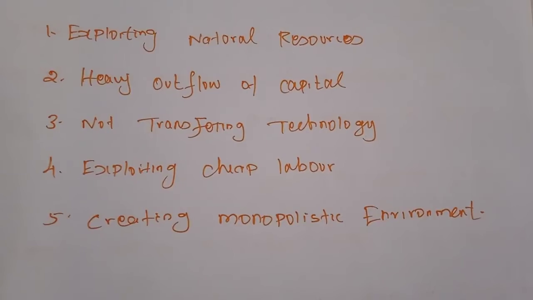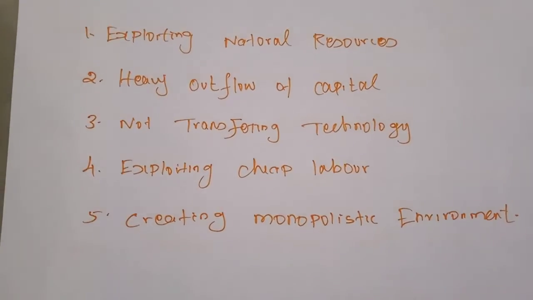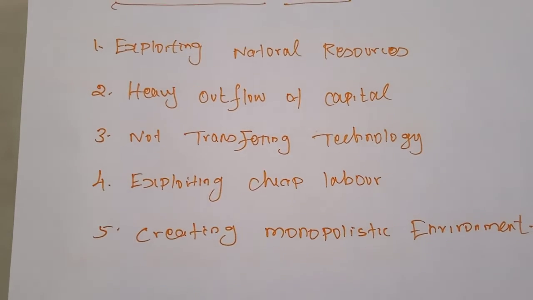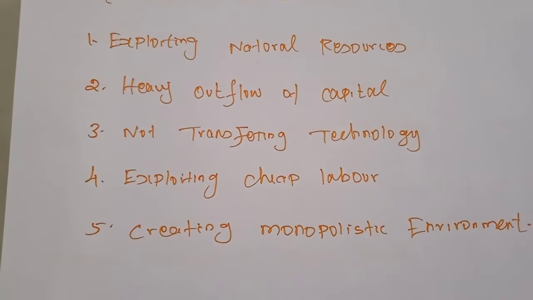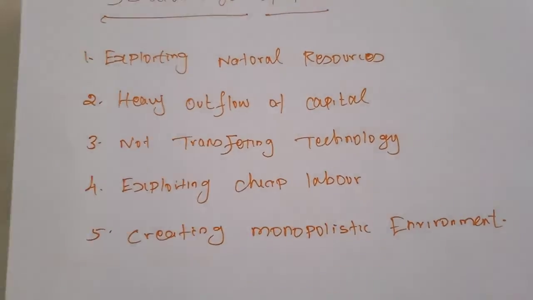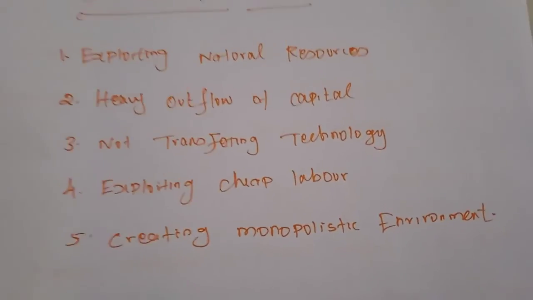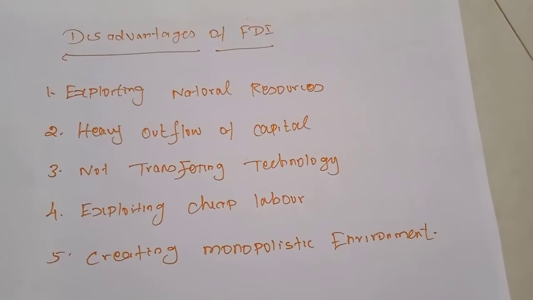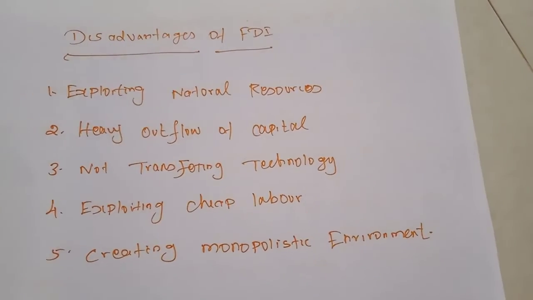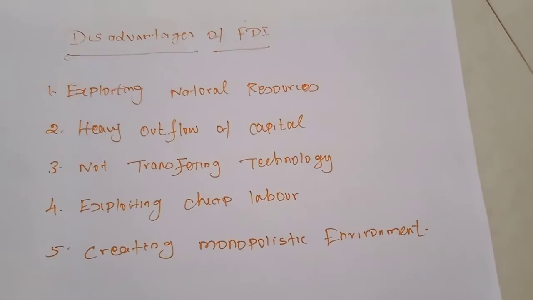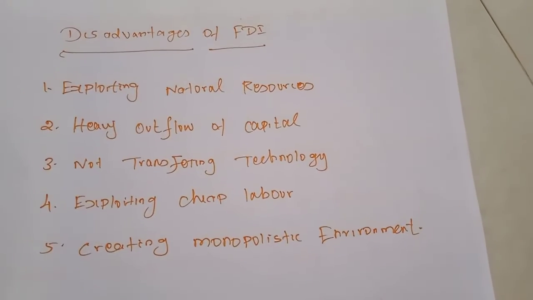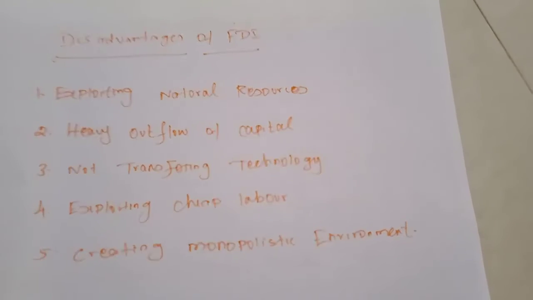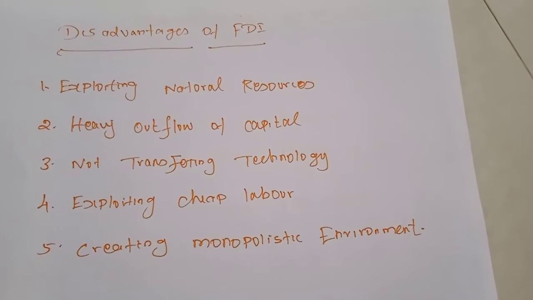Next, not transferring technology. Some foreign enterprises do not transfer technology to developing countries. They mostly transfer second-hand technology to the host countries. Even though you are allowing 100% investment for the foreigners, they will never bring new, first-hand technology to our host countries. Only second-hand technologies will be brought here and used for the industries. So some technology transfer will not appear.